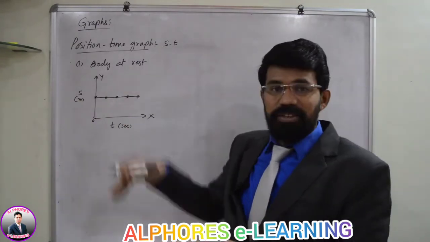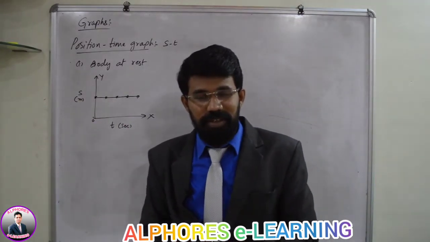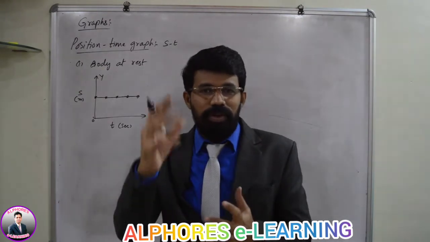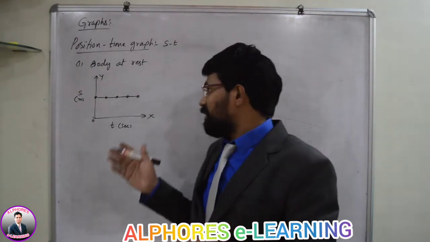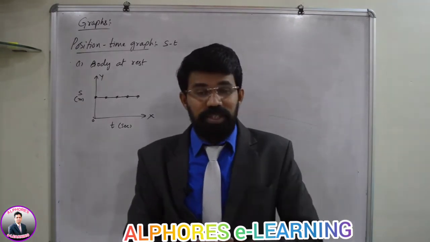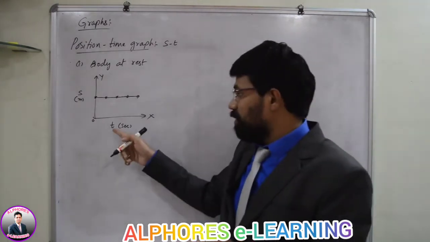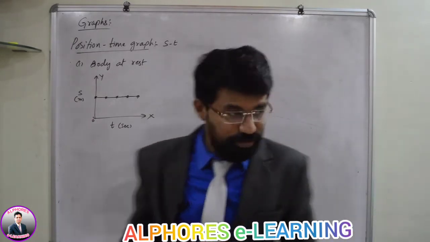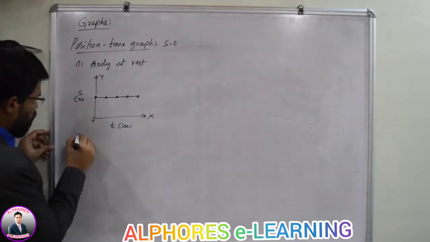The graph will be a vertical straight line. So remember children, this is how you have to recollect the data connected with a body at rest position. The position time graph will be a straight line parallel to the time axis. Okay, and let me describe one more situation.